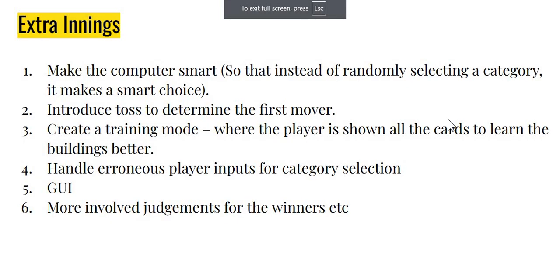Now, clearly, this game can be enhanced. Some of the most obvious enhancements that I can think of. Well, first thing, we can make the computer smart, so that instead of randomly selecting a category, the computer makes a smart choice. Like I said, for Burj Khalifa, one must choose height, for instance, right? We can introduce a toss. We can shuffle in more interesting manners. We can create a training mode where the player is shown all the cards to learn the buildings better. Because remember, winning in this game is not purely luck, unlike the card game war.